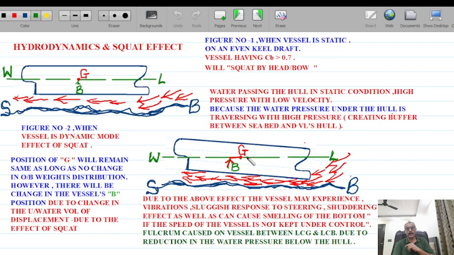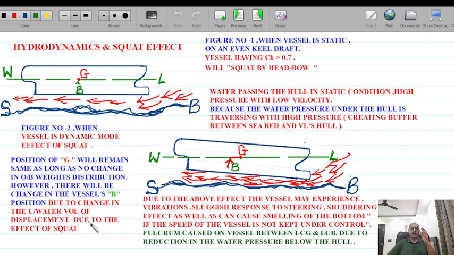You see the red color line? This is the fulcrum which is caused, and the center of buoyancy is pushing up because of the effect of squat, because she is in dynamic mode and she is tipping by bow. Why? Because the block coefficient is more than 0.7. Now, reiterating the same point, the position of G will remain the same as long as there is no change in onboard weight distribution. However, there will be a change in the vessel's B, that is the LCB, longitudinal center of buoyancy. There will be a change in the LCB or B position due to the change in the underwater volume of displacement due to the effect of squat.